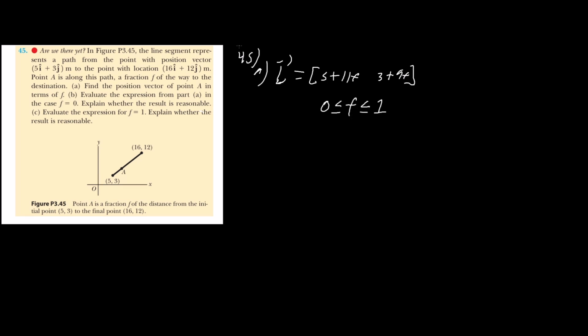All right, folks, this is done. Notice that this is more about knowing your mathematics than anything else. If f is 0, then you have the point 5, 3, and if f is 1, you're adding this point to the other component, 11 and 9, which gets us to 16 and 12. And that's all. If part A asks to find the position vector in terms of f, well, there it is. Part B is to evaluate the expression for part A, so that's just going to be 5, 3 in this case.